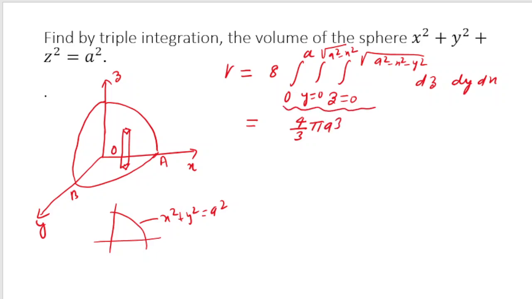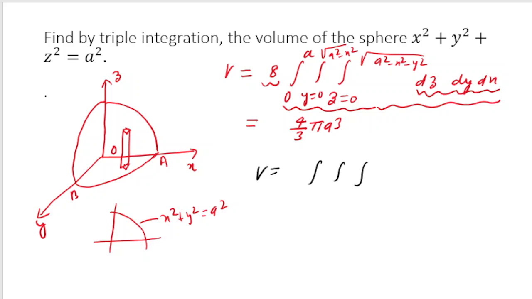This is the volume in one of the octants, and I am multiplying it by 8 to get the total volume. But suppose I want to change this into... basically this is just the integration of dz, dy, dx. But if I write the volume using spherical polar coordinates, we will take a structure which starts at the origin and goes up to the sphere.